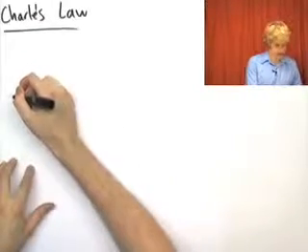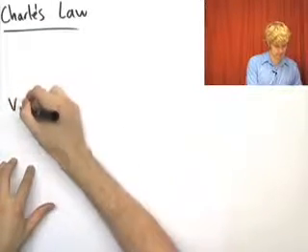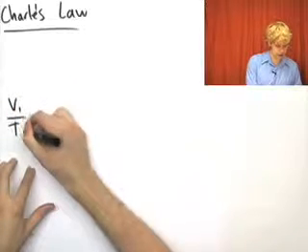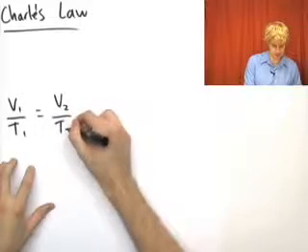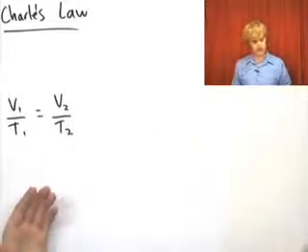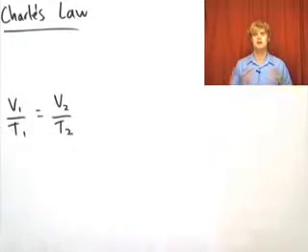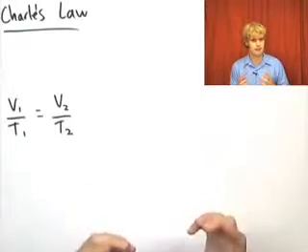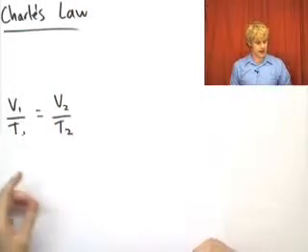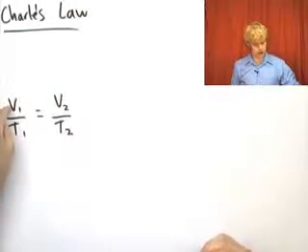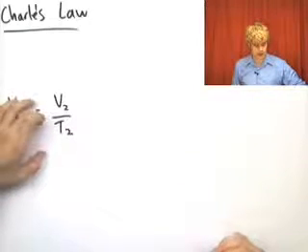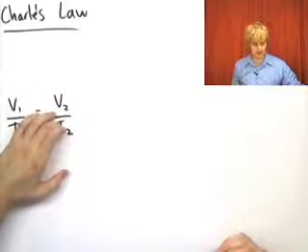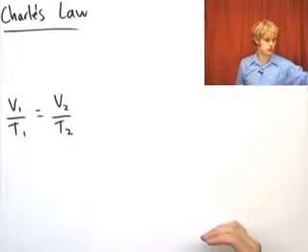Charles' law can be stated like this. We can say that V1 over T1 equals V2 divided by T2. Just like Boyle's law, Charles' law, when expressed like this, assumes that some sort of change happens in our gas sample. And the volume over the temperature before the change equals the volume divided by the temperature after the change.